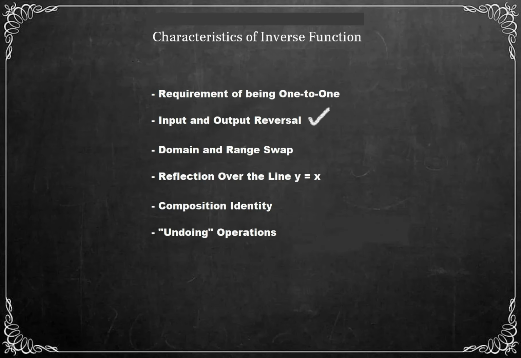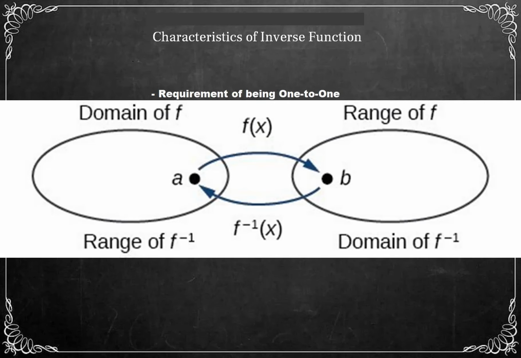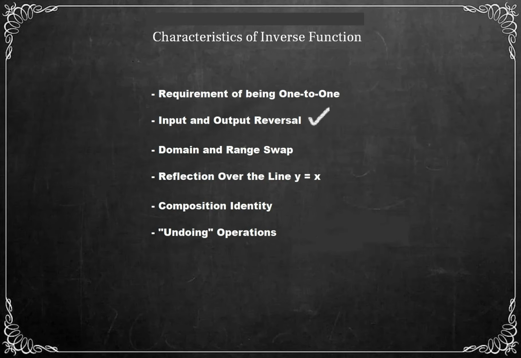The input and output reversal property. We've already done an example. Essentially, the inverse function swaps the roles of input and output, such as if f of a equals b, then f inverse of b equals a, which naturally leads to its extension.